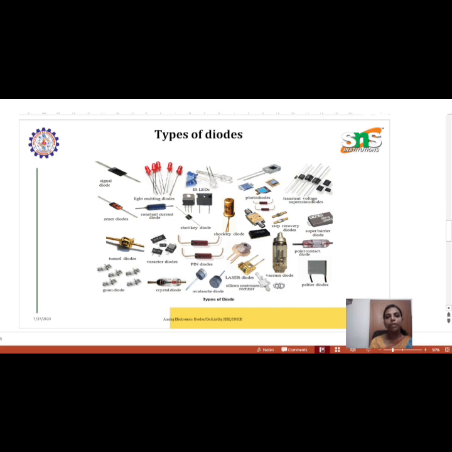And what are the different types of diodes? These are the different types of diodes available in the market. For a quick review, we have light emitting diodes, Zener diodes, tunnel diodes, varactor diodes, PIN diodes, and laser diodes. N number of diodes are available. Each and every diode has its own properties and its own functionalities.